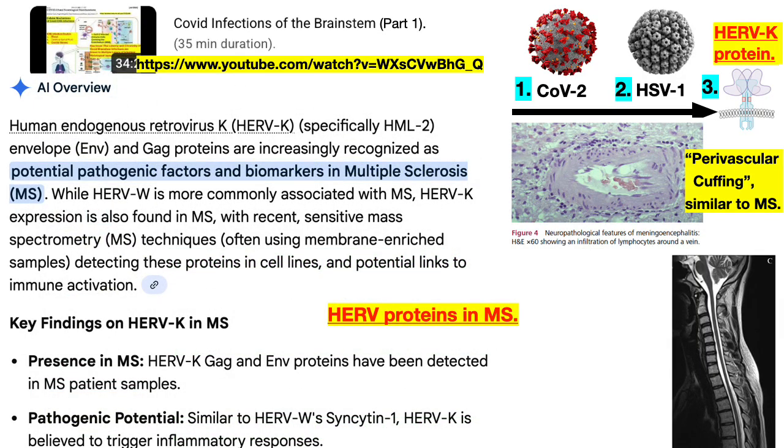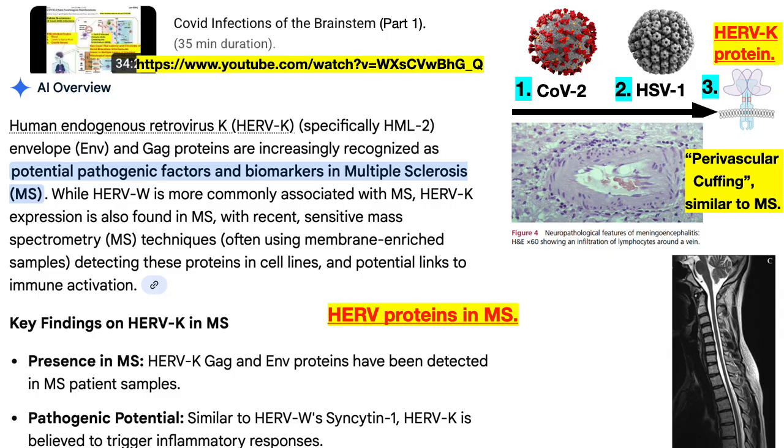Now, utilizing AI overview to look at the information about specific HERV virus proteins in the context of neurological disorders. First, looking at multiple sclerosis. Human endogenous retrovirus K, HERV-K, specifically HML2 envelope, abbreviated ENV, and GAG proteins are increasingly recognized as potential pathogenic factors and biomarkers in multiple sclerosis. While HERV-W is more commonly associated with MS, HERV-K expression is also found in MS, with recent sensitive mass spectrometry techniques, often using membrane-enriched samples, detecting these proteins in cell lines, and potential links to immune activations.